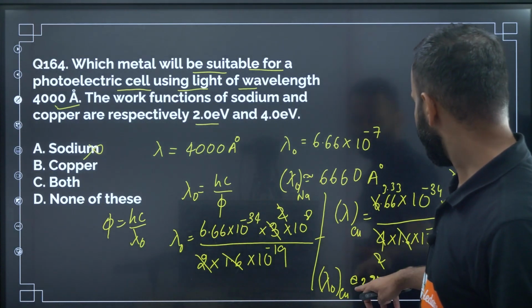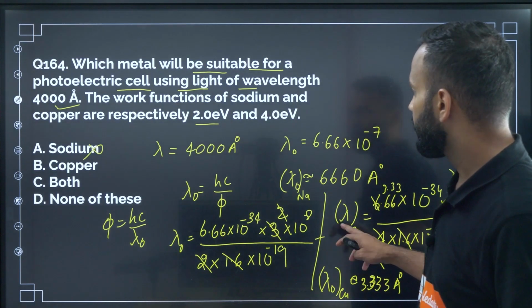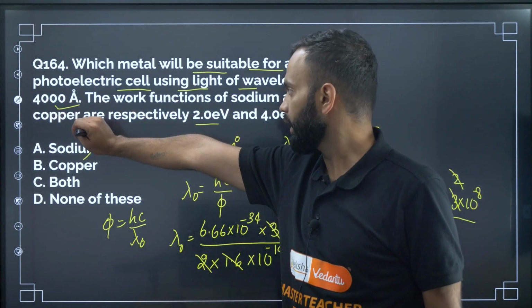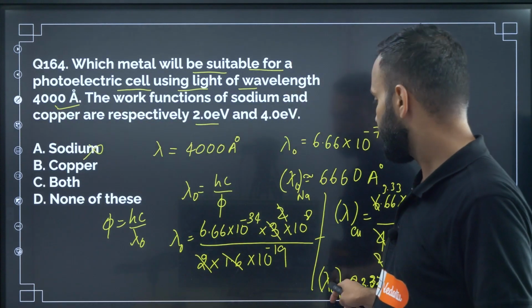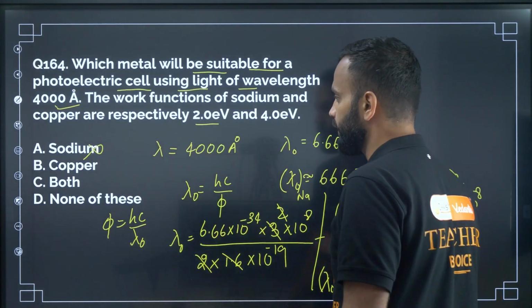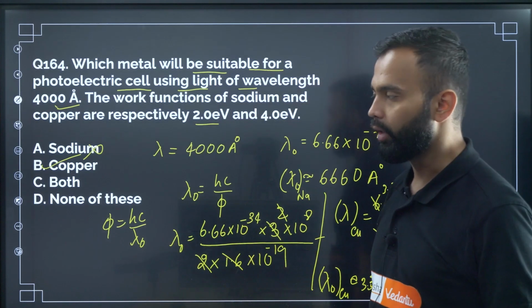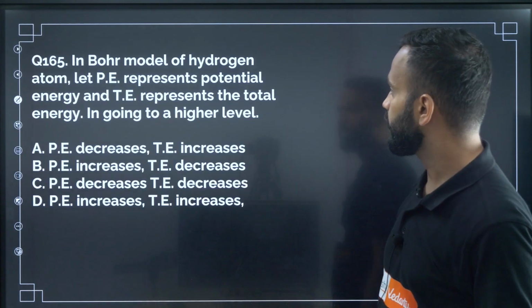So the threshold wavelength for copper is lesser than the wavelength of the incident wave. So this metal, that is copper, is suitable for photoelectric effect. So option B is the correct answer. C and D are wrong. Next question, question number 165.